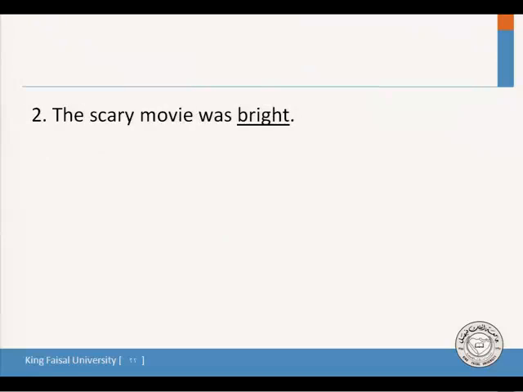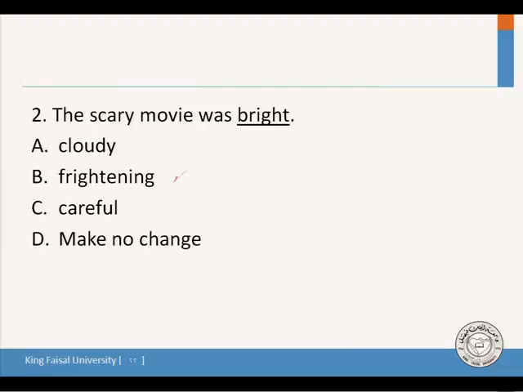Another sentence. The scary movie was bright. Can we say this? Is this correct? The scary movie, you remember the meaning of scary, frightening. Was cloudy? The movie cannot be cloudy. Was frightening? Yes, frightening. Careful? No, the movie cannot be careful. Yes, the answer is frightening. The scary movie was frightening. This sentence is meaningful now.